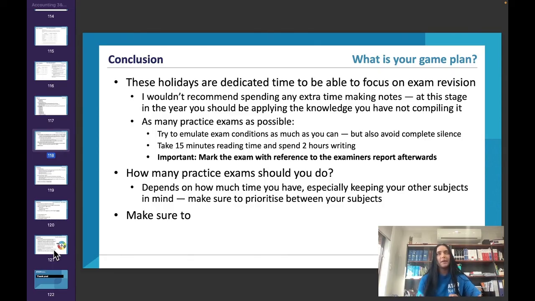So really think about it, do a few practice questions, and when you're marking them, think about, oh, I was way better at doing this type of question than I was at doing this type of question. So when you go into the final exam, do the questions you're better at first.